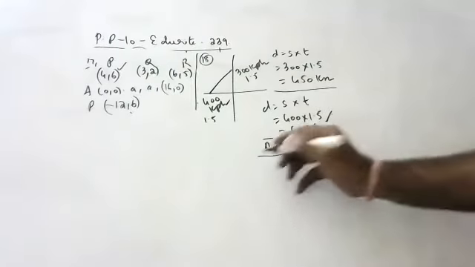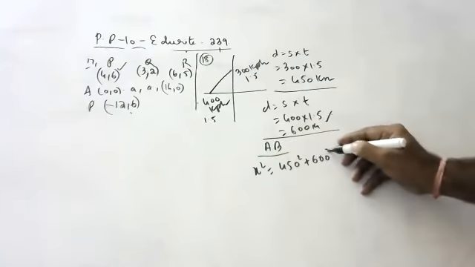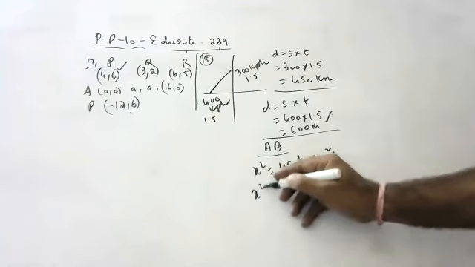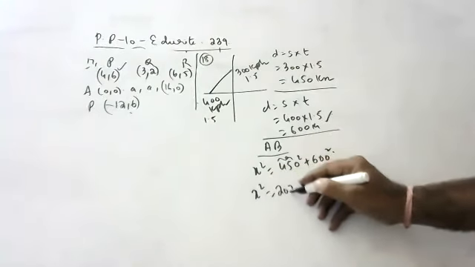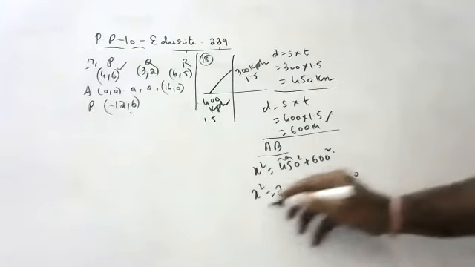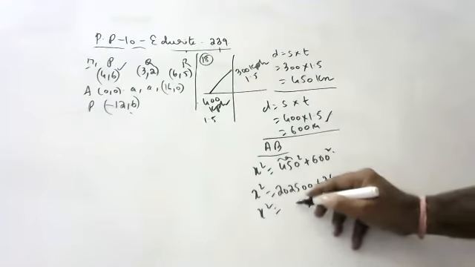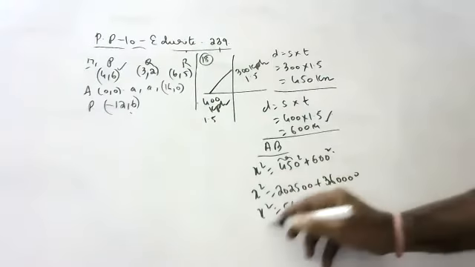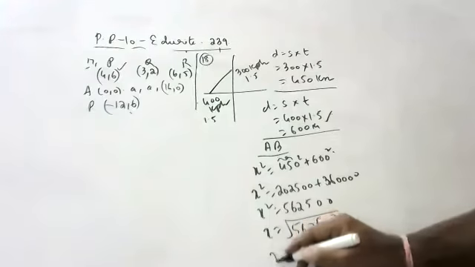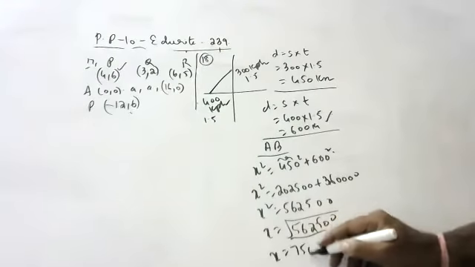How far are they apart? X square is equal to 450 square plus 600 square, after 1.5 hours. After 1.5 hours only we calculate the distance. 450 square is 2025 00 plus 600 square is 360000. X square is equal to 562500. Root of 562500 is 750.